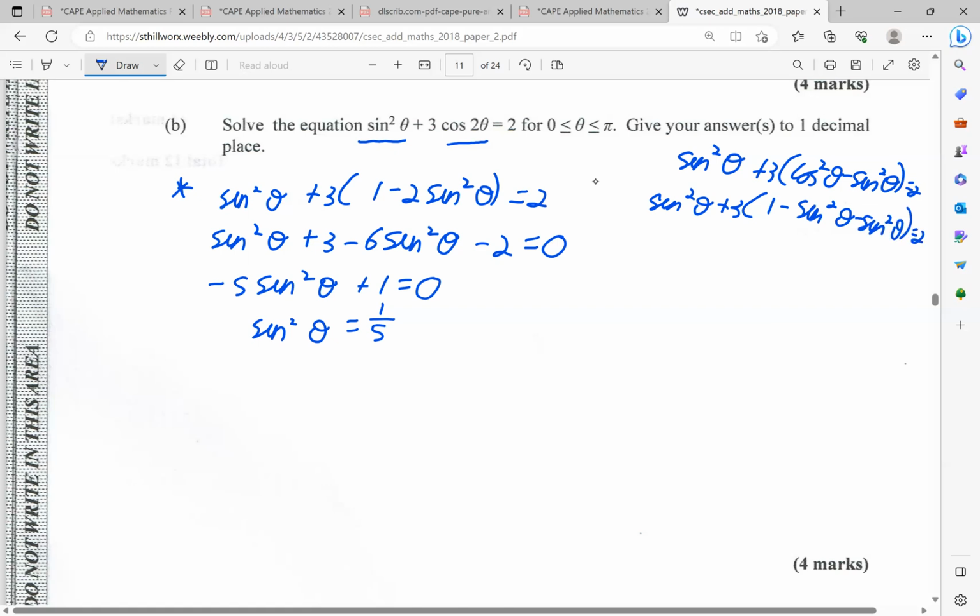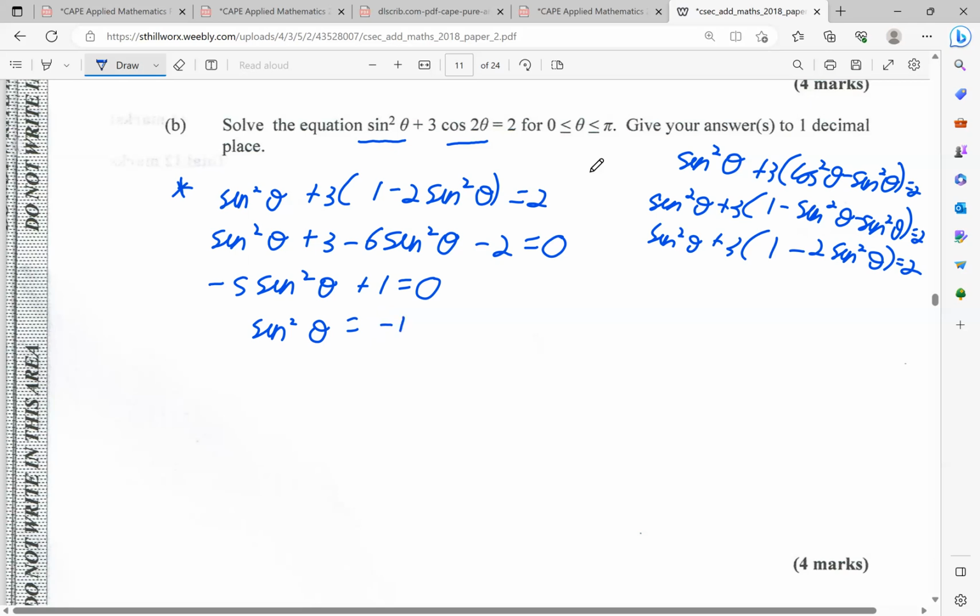Where do you get the 1 minus 2 sine squared theta from? That's what I just want to know. Oh, because when I reduce this, sine squared theta plus 3, 1 minus sine squared is minus 2 sine squared theta. Yeah? All right. Okay, cool. You just did it in your head. Yeah. All right.